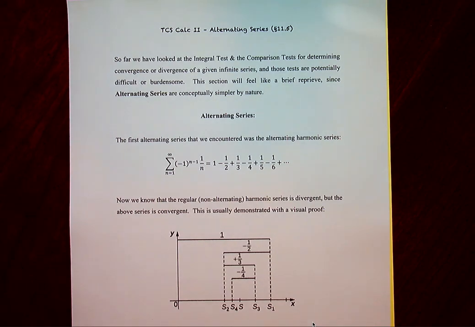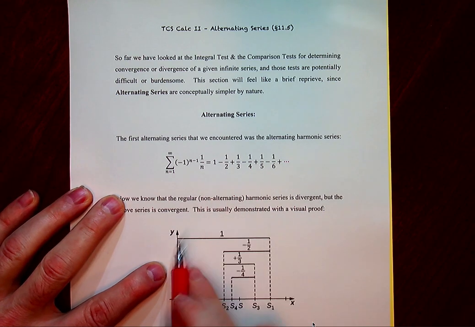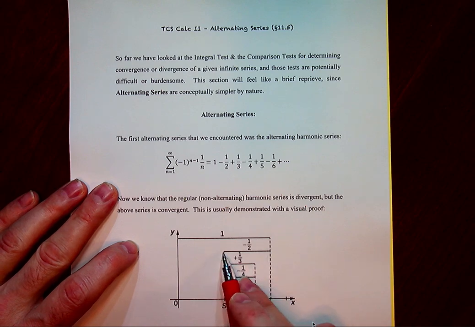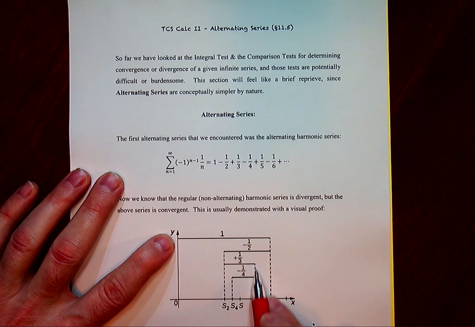divergent, but convergent, and you can see that from this visual proof right here. The visual proof is basically, if you start at 0, that first 1 is going to take you out to here. And then you need to subtract 1/2, which is always, of course, less. And then you need to add 1/3 and subtract 1/4, and then add 1/5, and then subtract 1/6, and then add 1/7, and subtract 1/8.